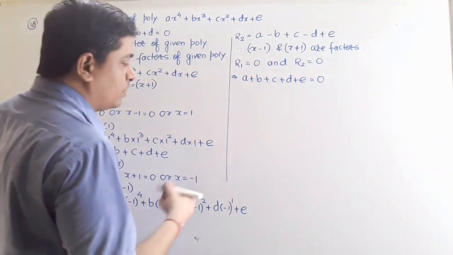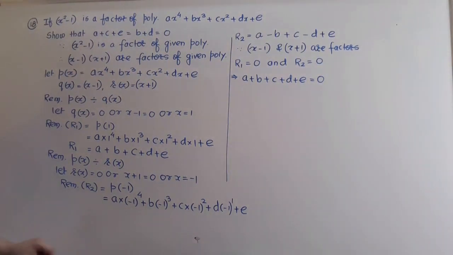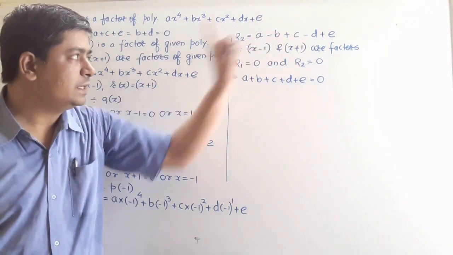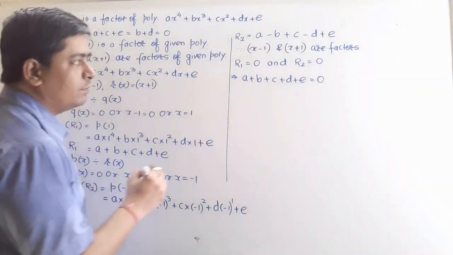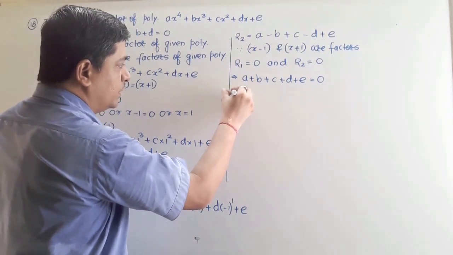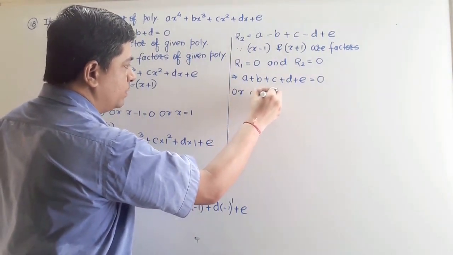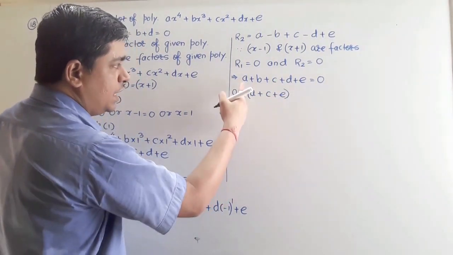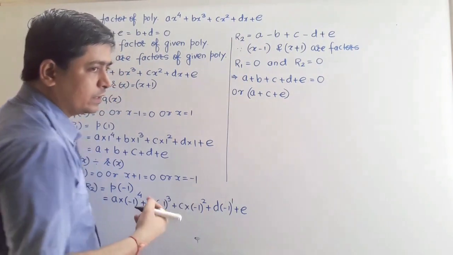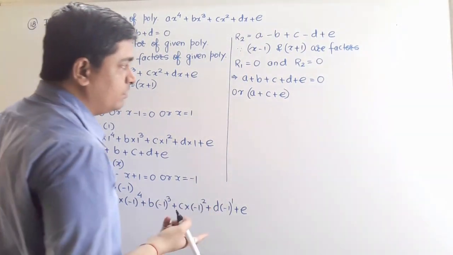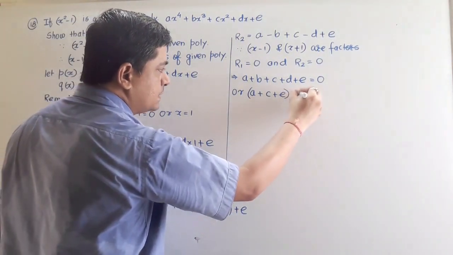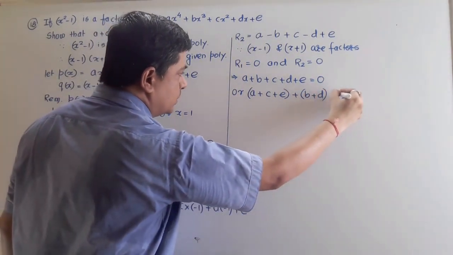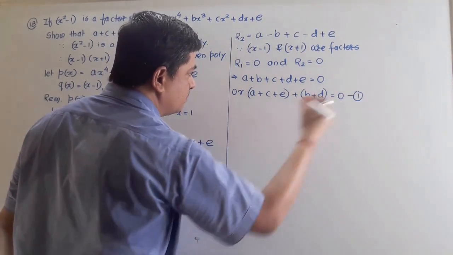Right? And what is the value of R2 I have? Observe, R2 I have here A minus B plus C minus D plus E. Before I put the value of R2, I will do one thing here. Here I will form one group, A plus C plus E. See, from this equation, A, C and E I am writing together. They are in addition, so it doesn't matter which term I write first. And B plus D I am writing in another bracket is equal to 0. This I will give as equation number 1.